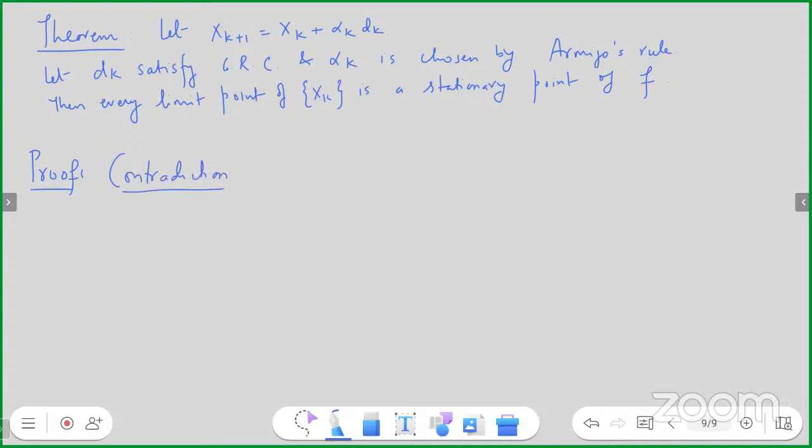We'll use contradiction to prove this. Suppose x bar is a limit point of the sequence x_k, but del f(x bar) is not equal to 0. We'll use this fact. Somewhere we'll claim that the fact that it is not equal to 0 implies something.